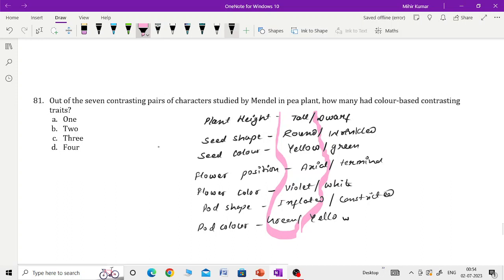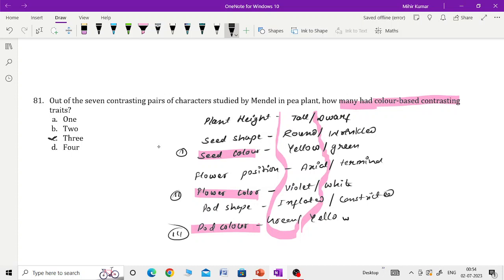The question asks how many have a color base contrasting trait? Color base: seed color, flower color, pod color. 1, 2 and 3. Only the 3 characters are based on the color: seed color, flower color and a pod color.